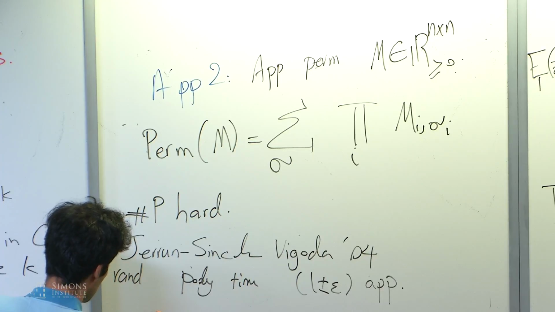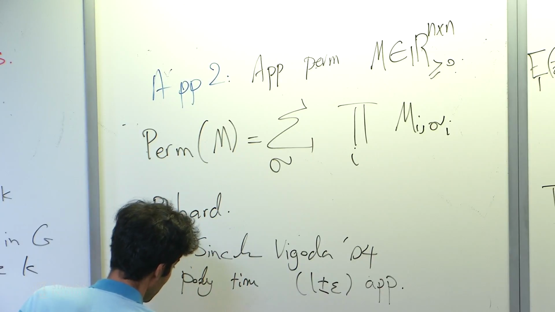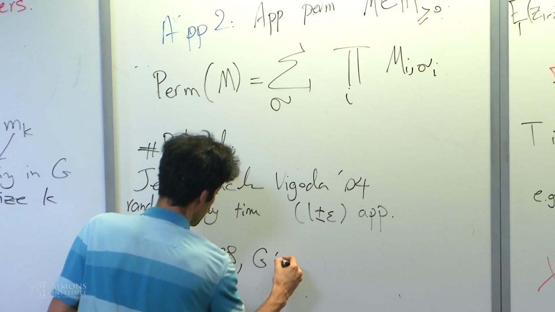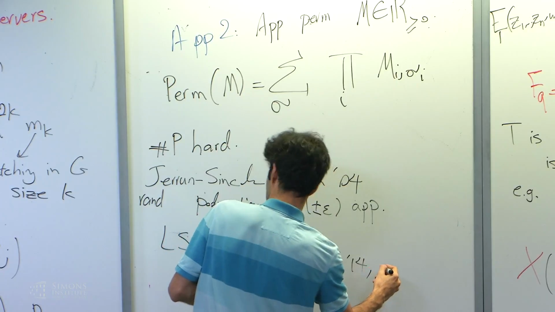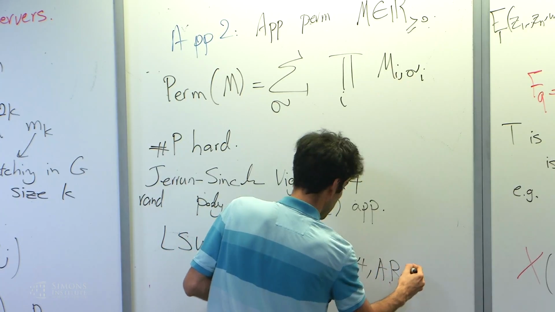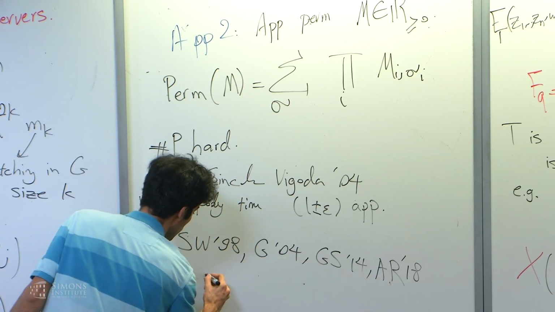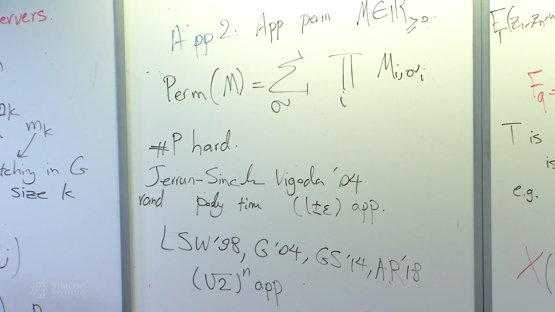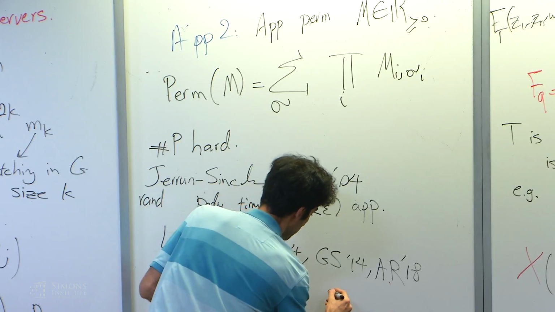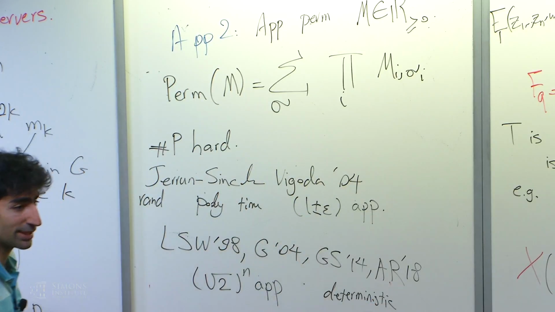So let me briefly mention. There is the work of Linial, Samorodnitsky and Wigderson from '98, then Gurvits from '04, then Gurvits and Samorodnitsky from '14, and then the newer work of Anari and Rezaei from '18. Basically all these give some constant to the n approximation. The best that we know at the moment is root 2 to the n approximation. It's open to get a better approximation deterministically.